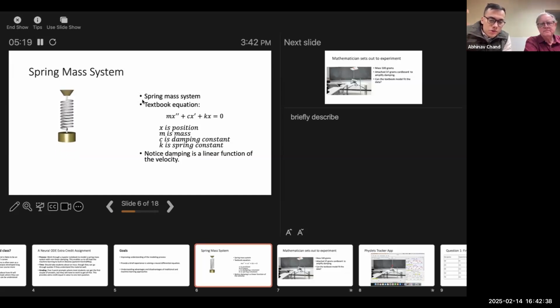x is the vertical position of the mass, m is the mass, c is the damping constant, and k is the spring constant. So you can see that we're assuming that the damping is a linear function of the velocity. That's why c times x prime. And the spring force is also a linear function, so k times x.